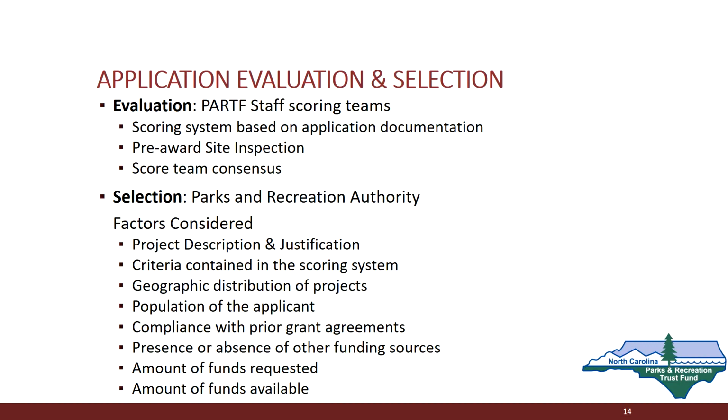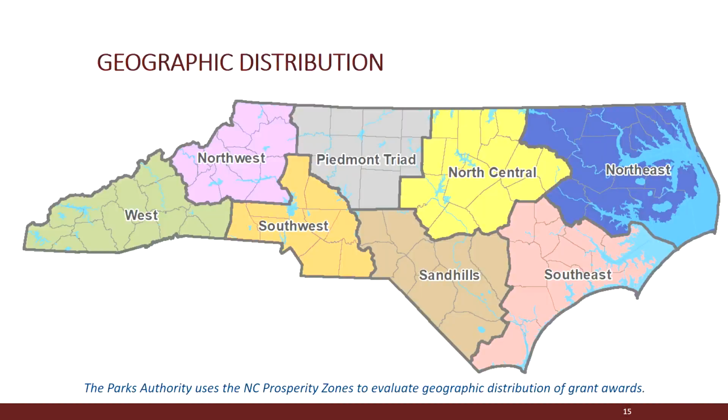And they consider factors such as the project description and justification that you prepare, criteria in the scoring system, geographic distribution, the population, compliance with prior grant agreements, presence or absence of other funding sources, the amount of funds requested, and of course the amount of funds available. There's $10 million available, so once they run out of money, that's why you want to make your project competitive. Geographic distribution, for the sake of the Park Authority, they use the North Carolina Prosperity Zones to evaluate geographic distribution, so keep that in mind.